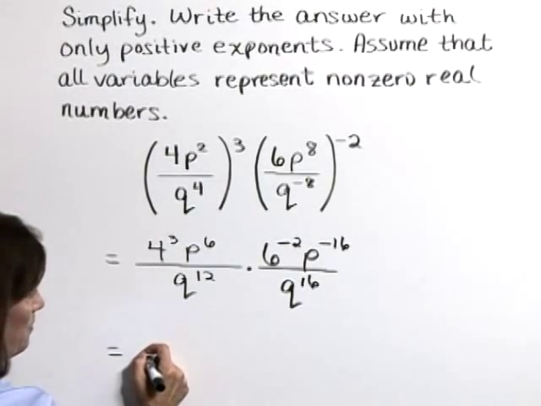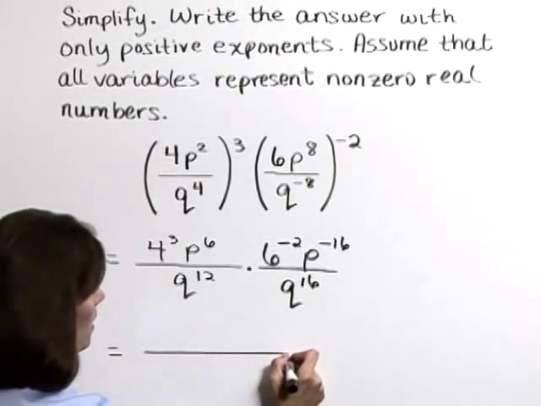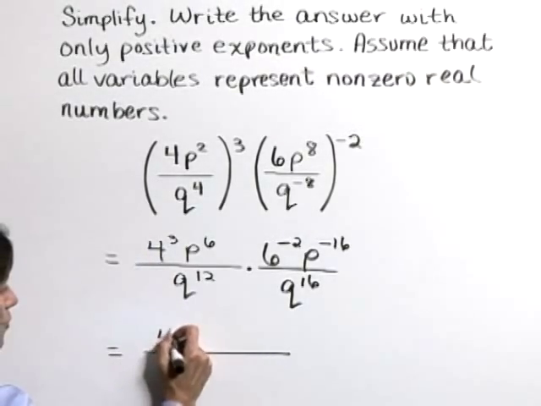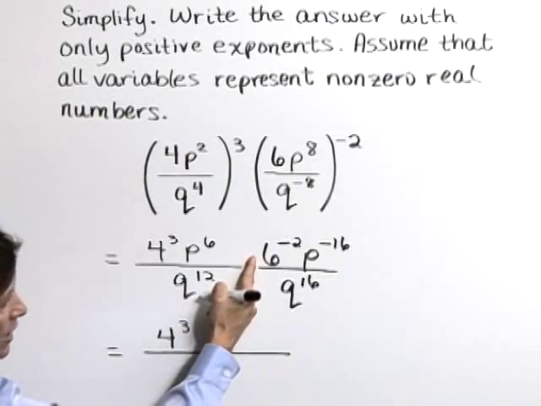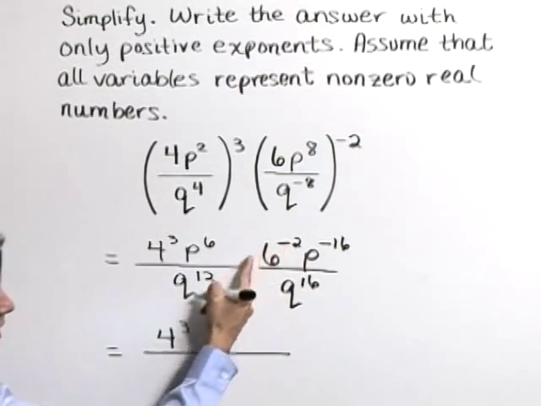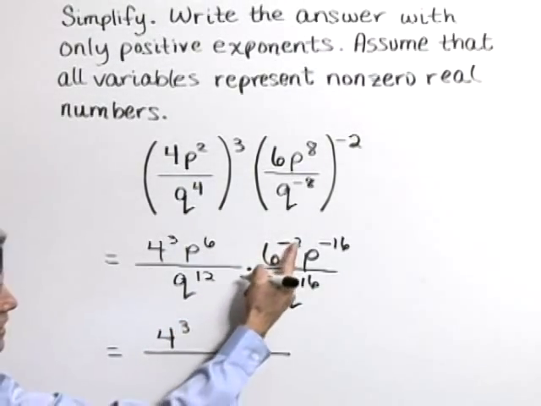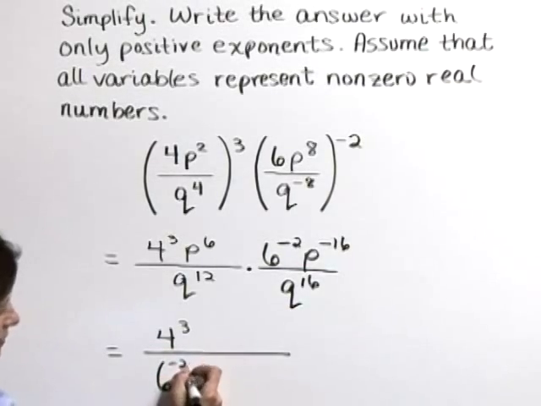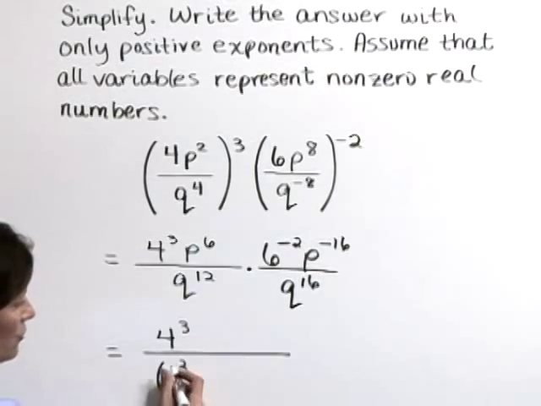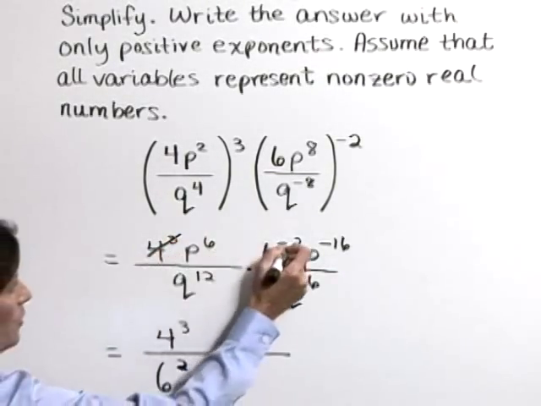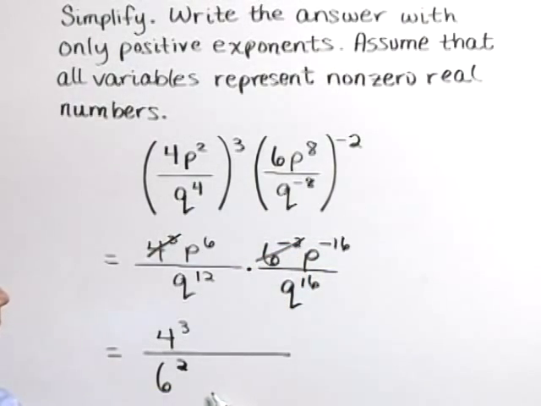In this next step, let's bring our number terms out front. Okay, so leave the 4 to the third where it is. Let's bring this 6 to the negative 2 out into the front, and also let's take that down into the denominator. Taking care of that negative exponent brings that value across the fraction bar and changes the sign of that exponent to a positive 2. So we've taken care of both of those.